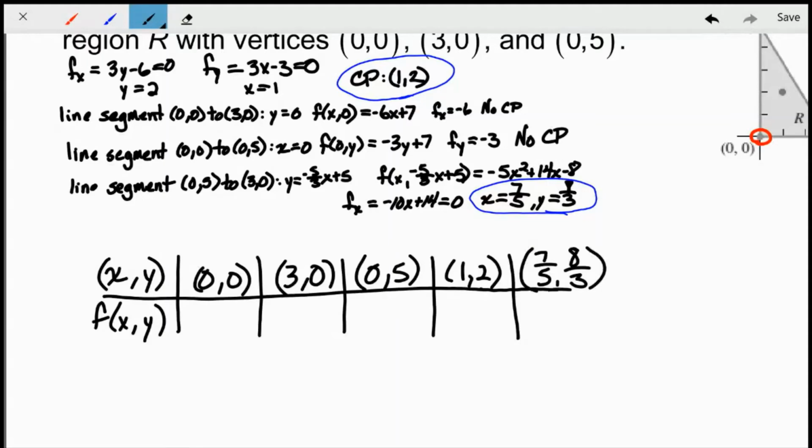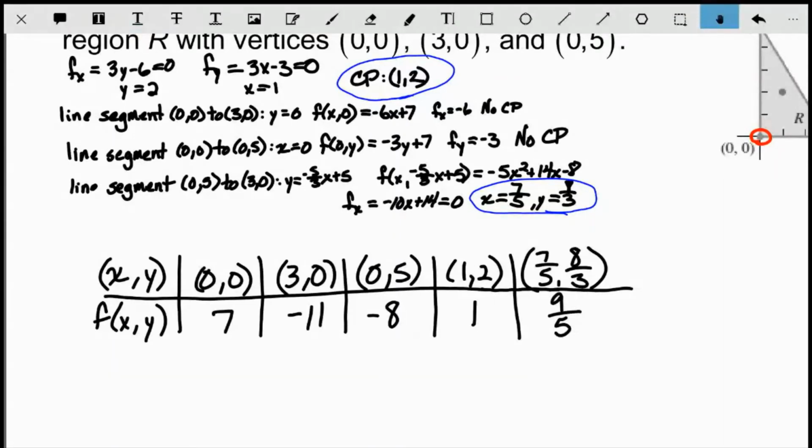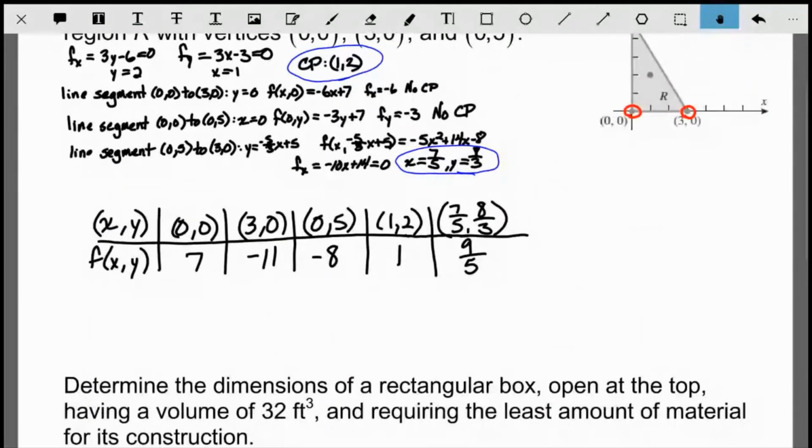Okay, so now all I've got to do is look at my function and ask, what are the values at all of these points? Well, at 0, 0, we get a function value of 7. At 3, 0, we get negative 11. At 0, 5, we get negative 8. The point 1, 2 gives us a value of 1. And the point 7/5, 8/3 gives us a value of 9/5. Obviously, I'm skipping over all of the computations, but that one would be a little bit of work to get that exact solution.